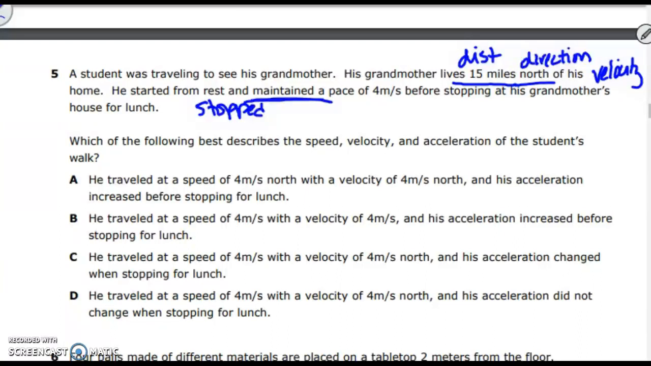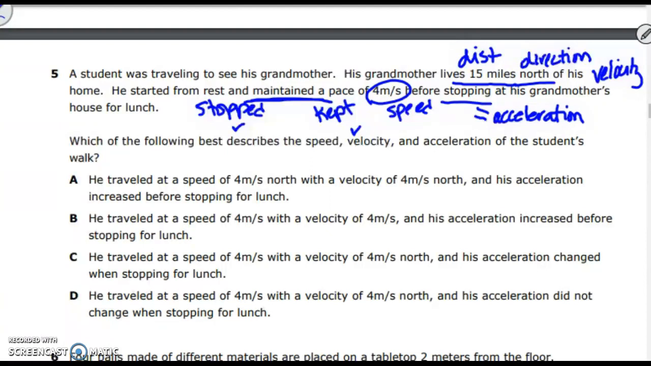So this maintained means that he kept it. He kept a pace of 4 meters per second. So right here is my speed before stopping. So what is he doing right here? He stopped and he maintained this. He went at a speed of 4 meters per second. Now he stopped again. So already now instead of velocity, I'm thinking he's accelerating at his grandmother's house for lunch.